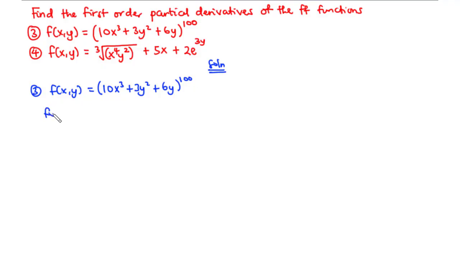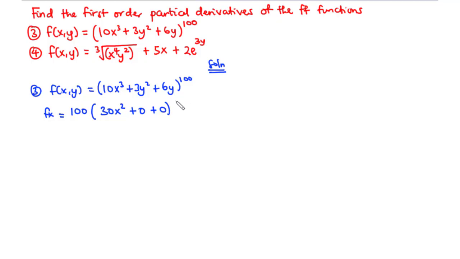So to find fx, we are going to use the shortcut chain rule method. So we are going to drop down 100. Notice that we are going to differentiate with respect to x. So we drop down the exponent, which is 100, and then we differentiate what we have in the bracket with respect to x. So the derivative of 10x cubed with respect to x is going to be 30x squared. This is a constant, it goes to 0. This is also a constant, it goes to 0.